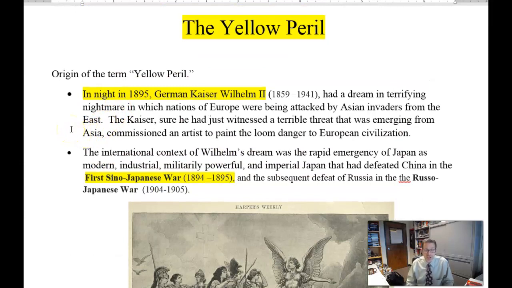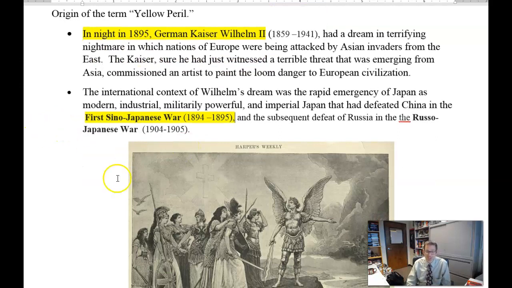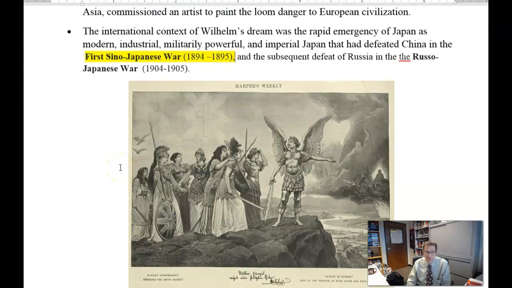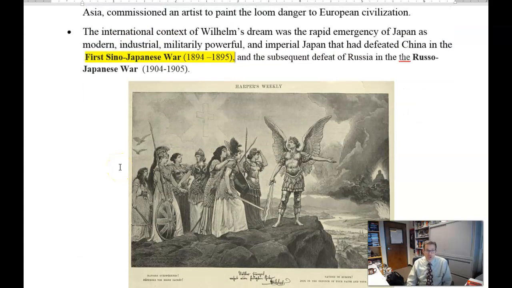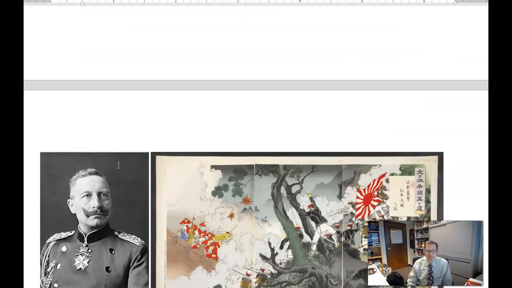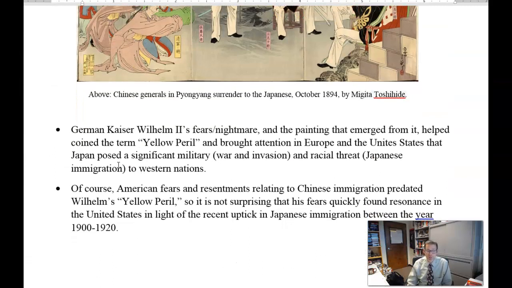Kaiser Wilhelm II's dream, according to him, took place in 1895, following news of the Japanese triumph that shows Japanese technological, scientific, military skill. Shortly afterwards, about a decade later, Japan will also defeat Russia, furthering the arrival of Japan as a force to be reckoned with.